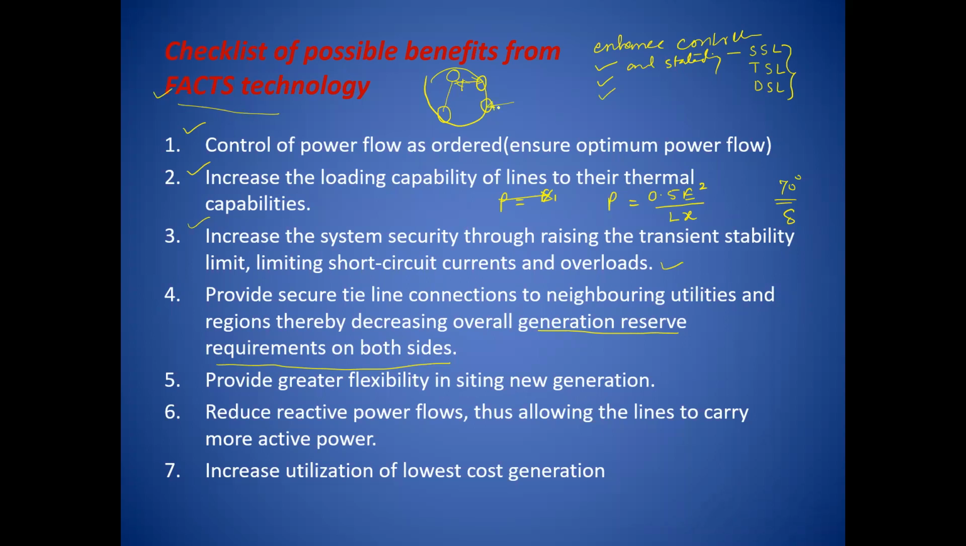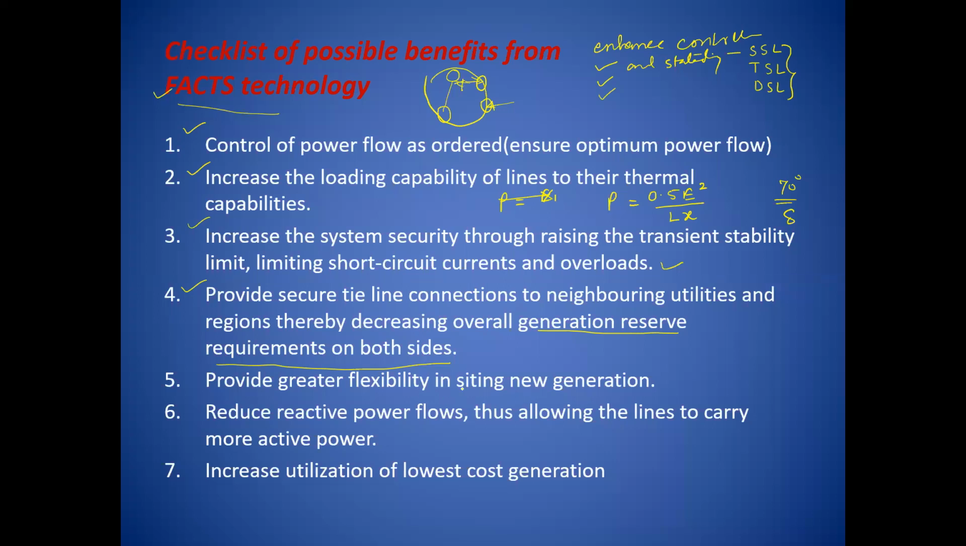So reducing the reserve capacity means we are reducing infrastructure. We are reducing the salary of the people who are appointed over there. So there is a technical as well as economical advantage to reducing the reserve capacity in the system. So the next advantage of the FACT devices or FACT controllers is, our objective is to reduce the reserve capacity everywhere. Next point is to provide greater flexibility in siting the new generation.